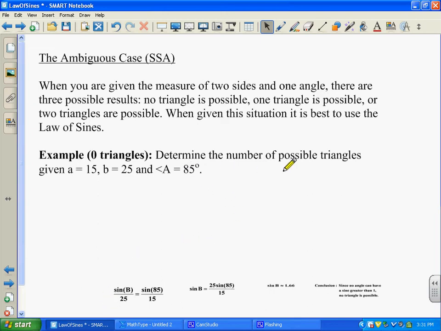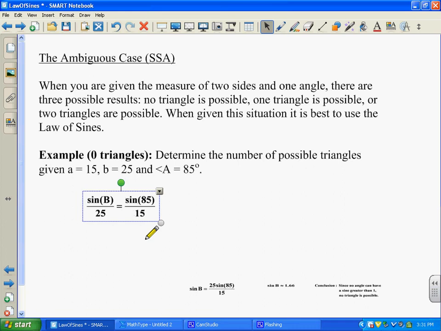So here we're asked to determine the number of possible triangles given the measure of side A is 15, side B is 25, and angle A is 85. So here we have our anchor pair. So we can go ahead and set up the law of sines.